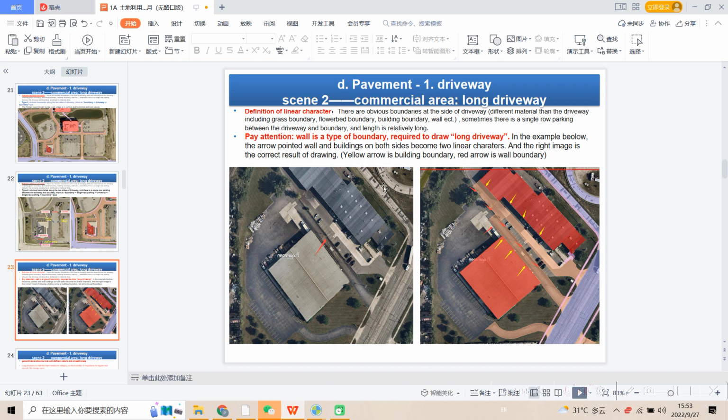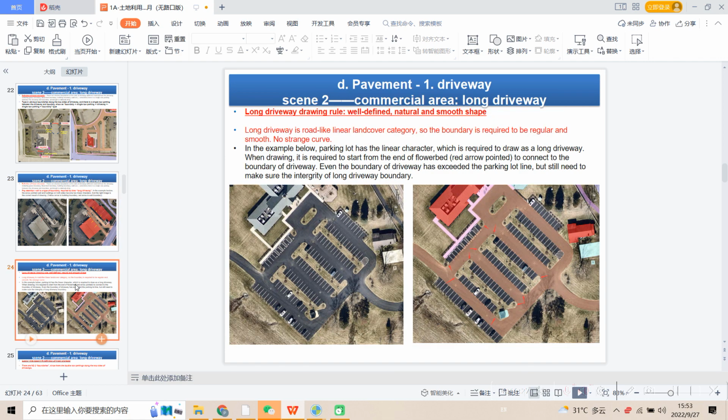Okay, so next let's take a look at more examples. Consider here, this is a wall, all right? Wall is another type of boundary, so we are required to draw the long driveway here, right? The red arrow points to a wall, and the building on both sides becomes the two linear characters. So this will be drawn as 2 long driveways here. And the one down here, as you can see, we have grass boundary and it's relatively long, so we can draw this as a long driveway as well.